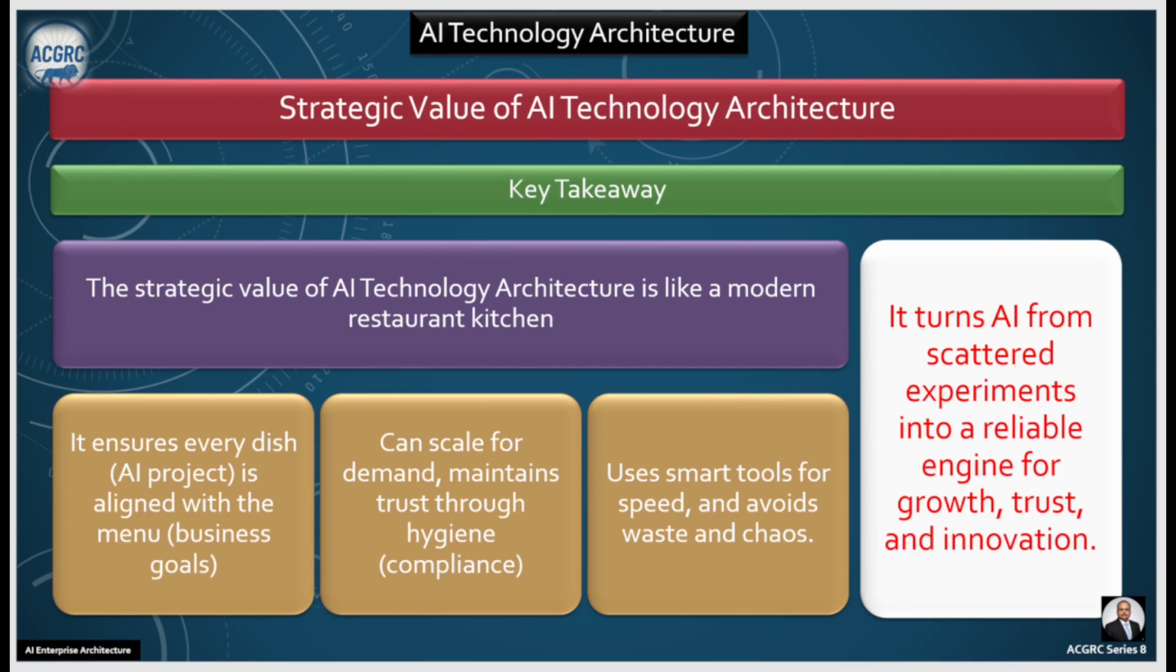The kitchen is built to serve 10 or 20, 200 guests, scaling as the demand grows. That's scalability. The hygiene rules keep the customers safe and trusting, just like compliance and governance build trust in AI. With the right kitchen setup, every dish adds value. Similarly, with the right AI technology architecture, every project drives business success.